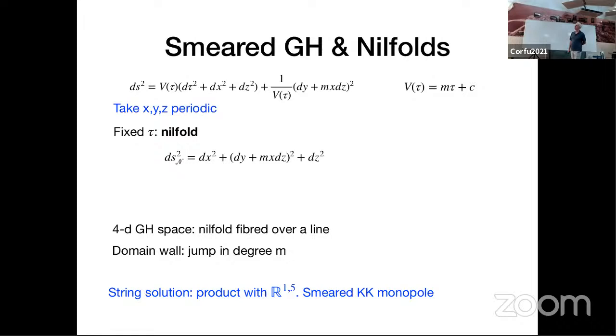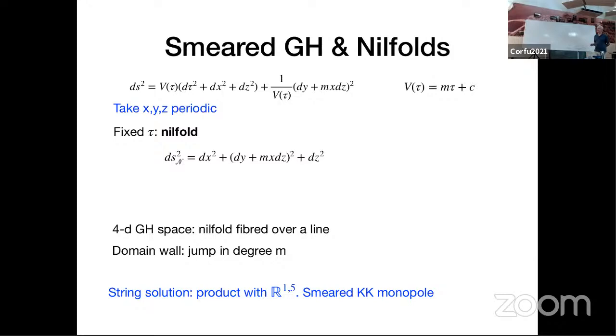So if we look at this Gibbons-Hawking metric at a fixed tau, then it gives rise to a nilfold, precisely the nilfold geometry. And so we can think of this four-dimensional space as a nilfold fibered over the line parameterized by tau. And we can take x, y, and z to be compact coordinates in this case. And the domain walls correspond to jumps in the degree of m.